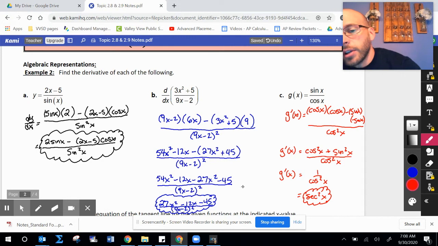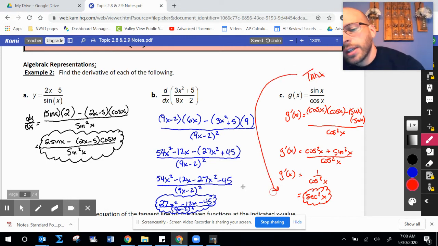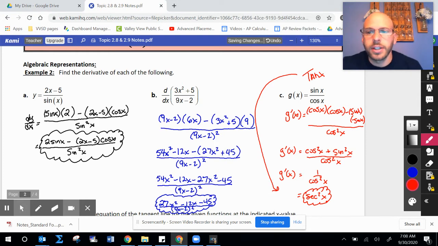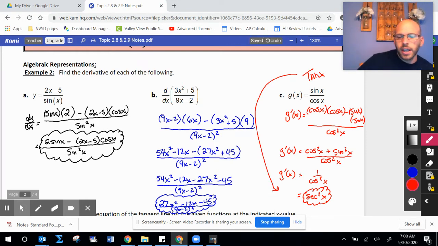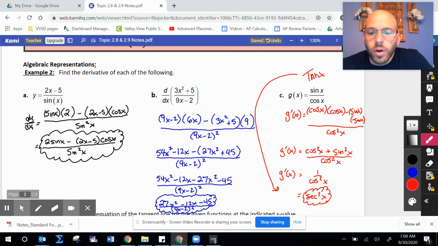Okay, and notice, hint, hint, this is tangent. We'll talk about this very soon, actually, in the next topic. The derivative of tangent will be secant squared, and we can prove that using quotient rule. Okay, so let's keep going.